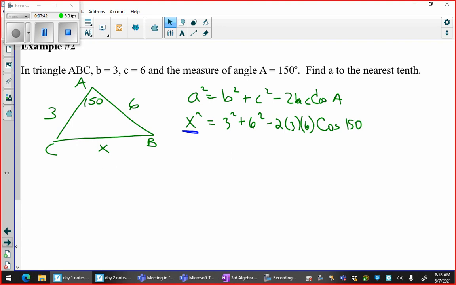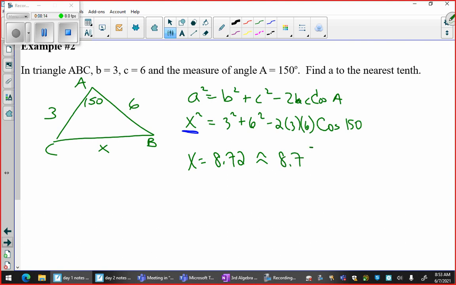Some of my students take the square root of it as you put it in. So I'm going to go second square root and then plug the whole thing in: 3 squared plus 6 squared minus 2 times 3 times 6 times cosine of 150. And I get 8.72, which goes to 8.7, nearest tenth.